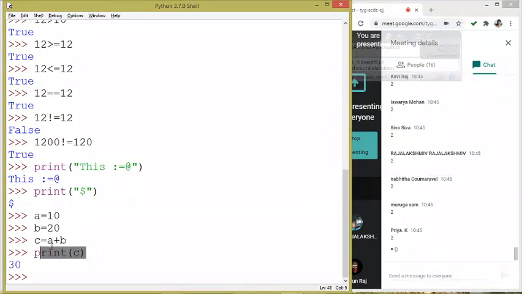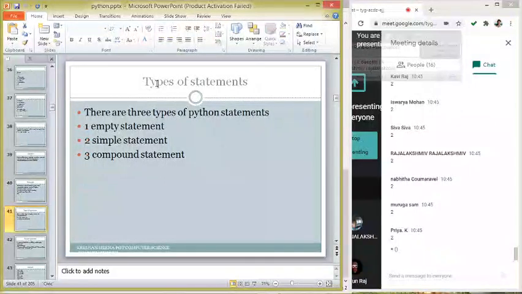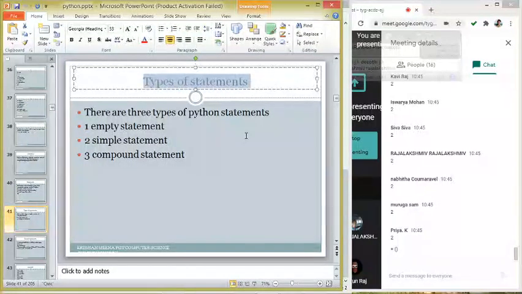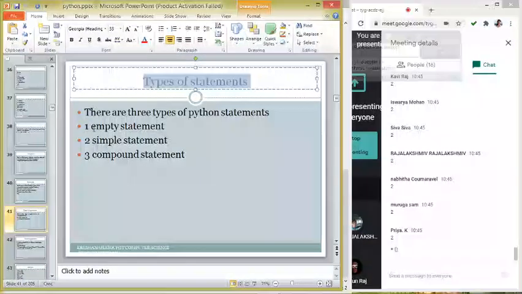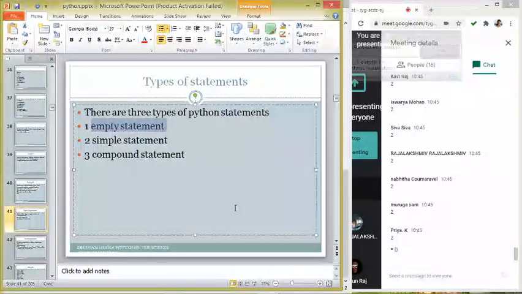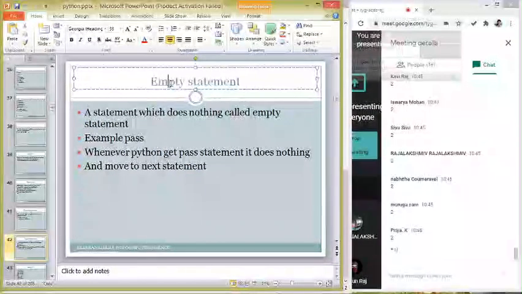All the lines, whatever lines you write in your program, one by one, are called statements. There are three types of statements available in Python programming. One is called an empty statement, another is called a simple statement, and number three is called a compound statement. Now let us see the meaning of empty statement.